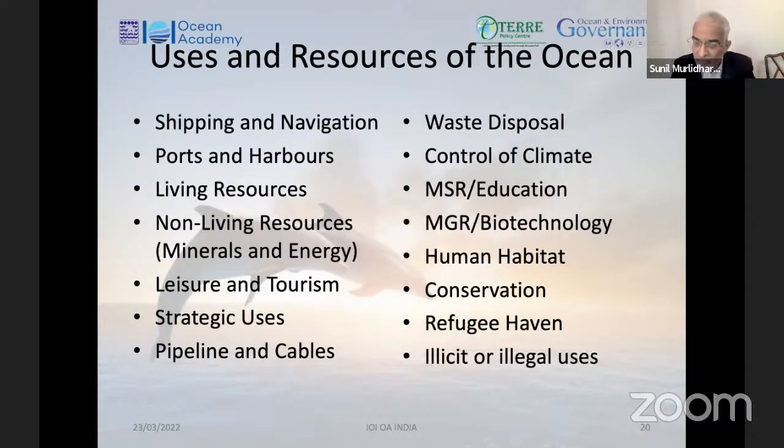For example, there is fish and you take it out and that becomes a resource and you use it. Or there is minerals, for example, and you take them out from where they are and use them somewhere else. So that is the concept of resources, according to me.